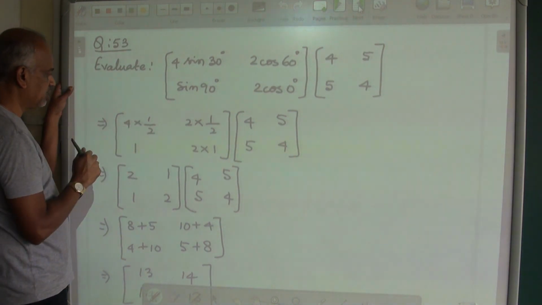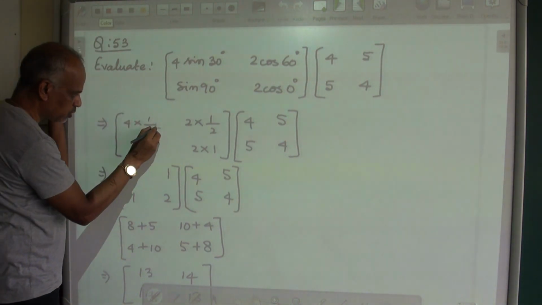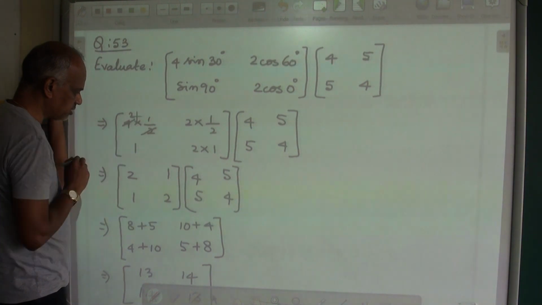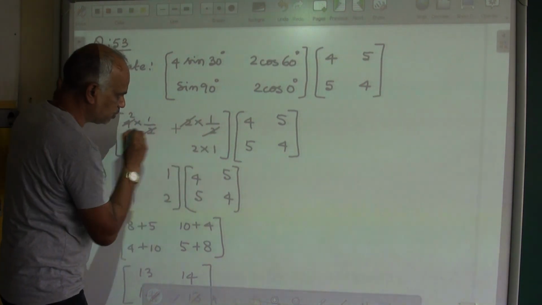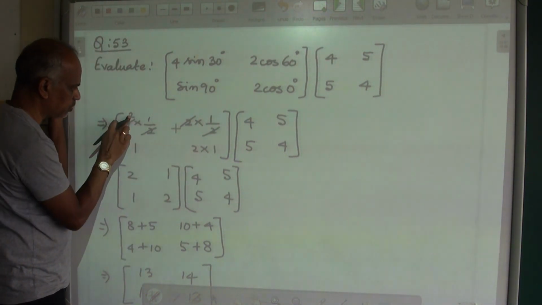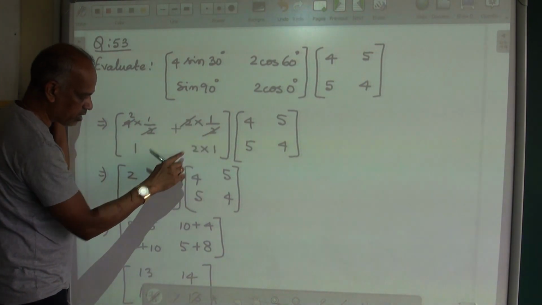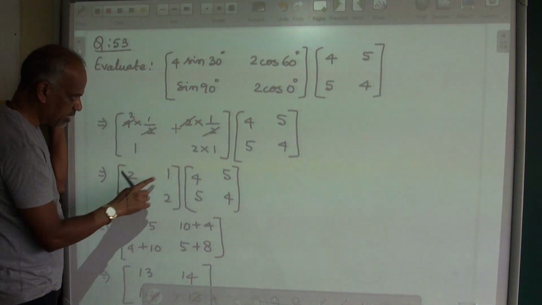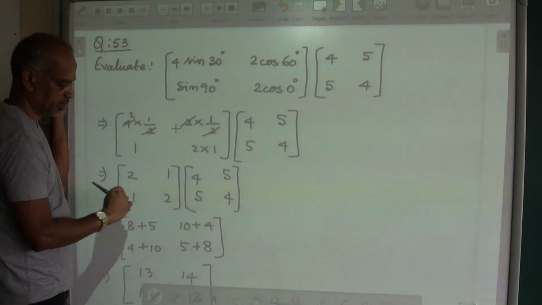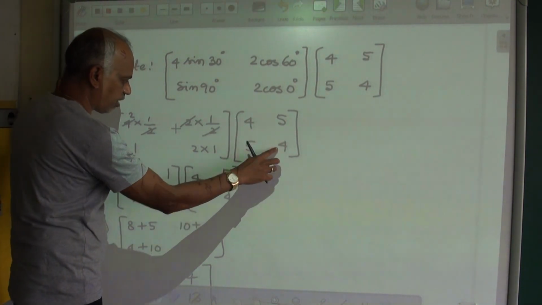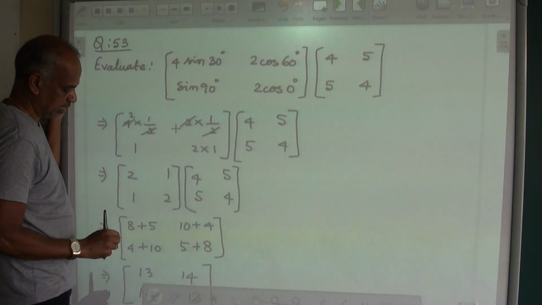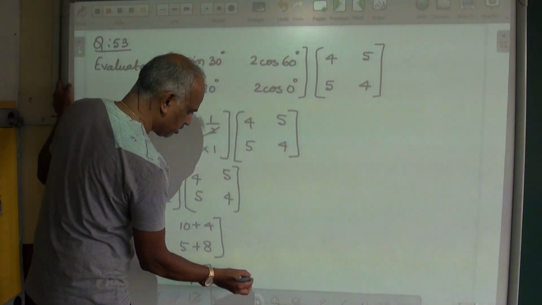Simplify this further. You can cancel. 2 and 4 goes twice. 2 and 2 gets cancelled. So 2 is what is left. Here 1 is left. This is 1. 2 into 1, that's 2. Multiplied with 4, 5, 5, 4. Now comes the normal multiplication.